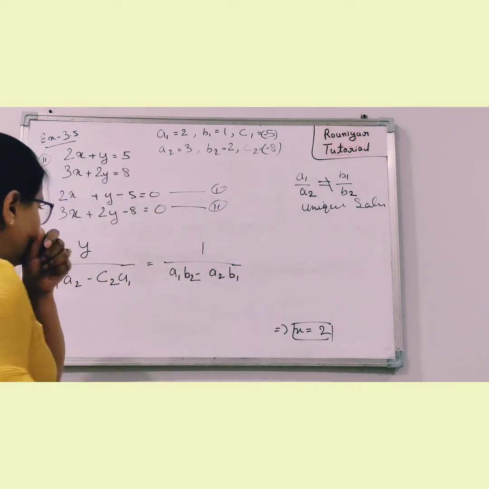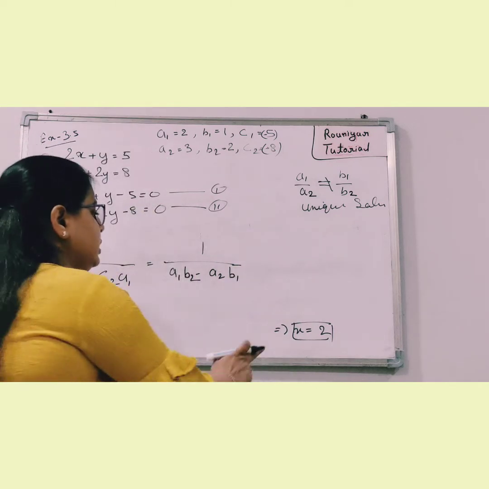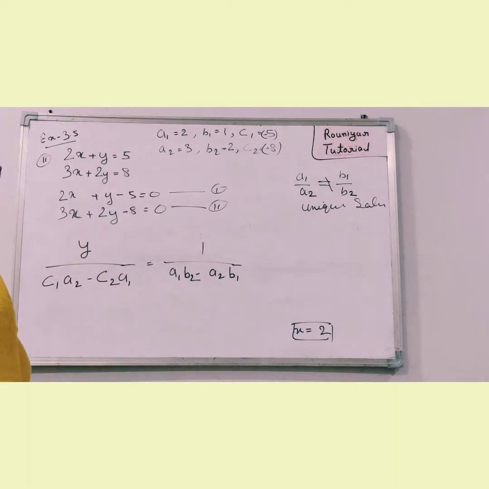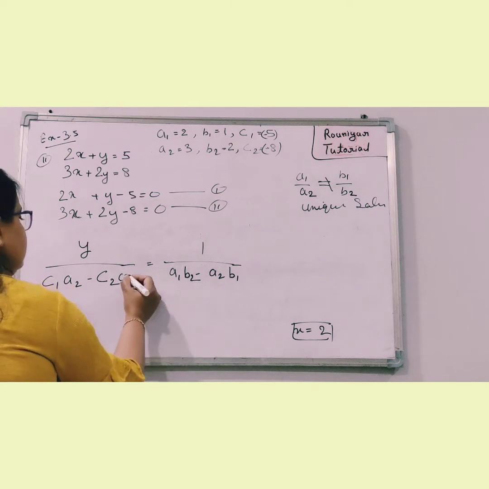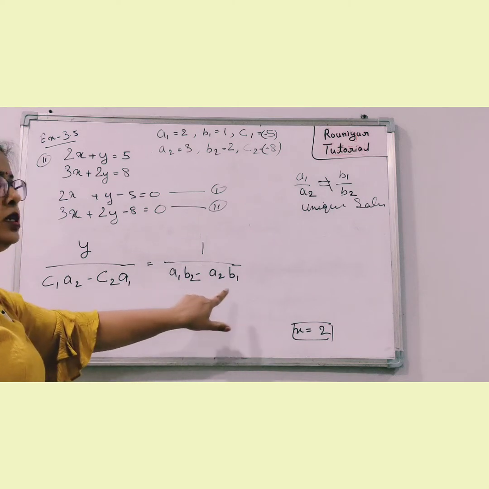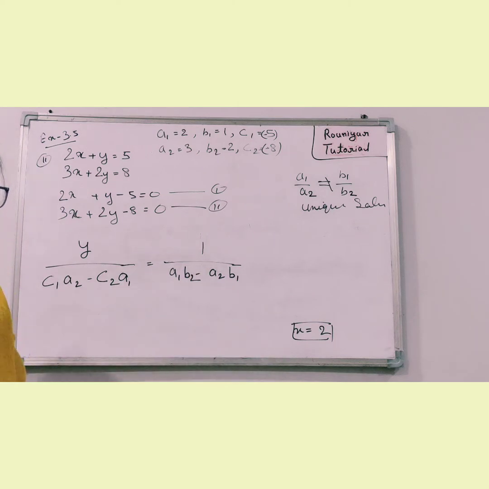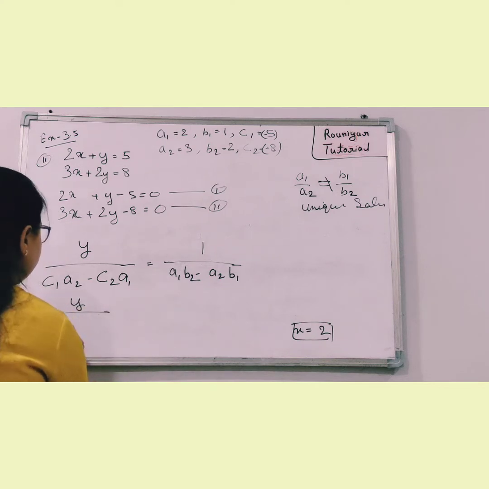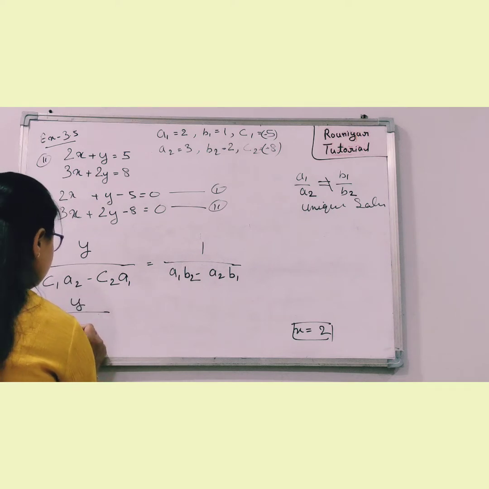ठीक है, तो मैंने यहाँ पे x की वैल्यू निकाल ली, x इज इक्वल टू 2. अब मैं y की वैल्यू निकाल रही हूँ, तो y बाई c1 a2 माइनस c2 a1 इज इक्वल टू 1 बाई a1 b2 माइनस a2 b1. ठीक है, सो y बाई here c1 is minus 5 into a2 is 2.